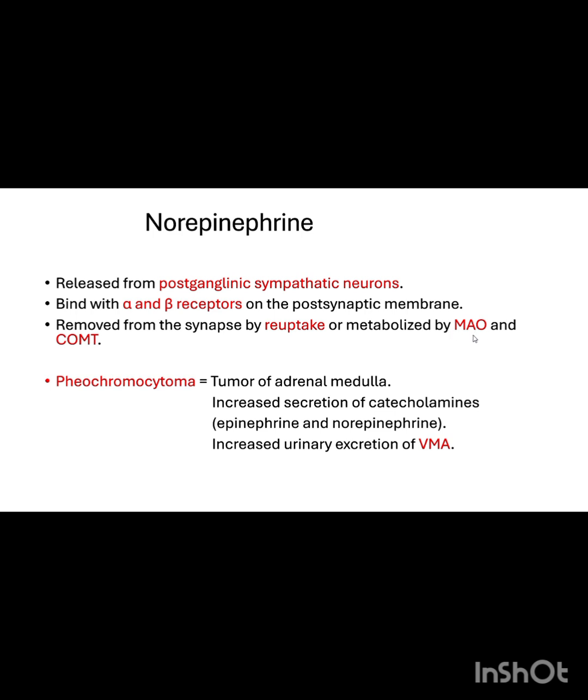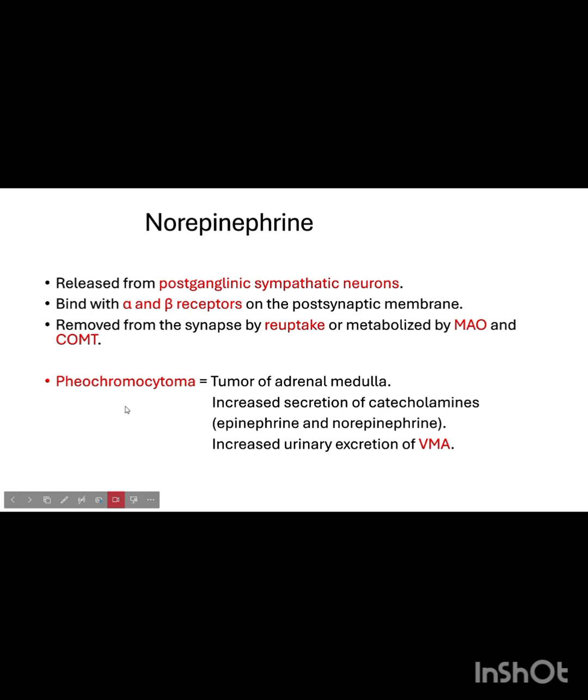One is monoamine oxidase and another is catechol orthomethyltransferase. And it is metabolized into various metabolites like 3,4-dihydroxymandelic acid, and the names of these metabolites are written in BRS Physiology. You don't need to remember all of them.